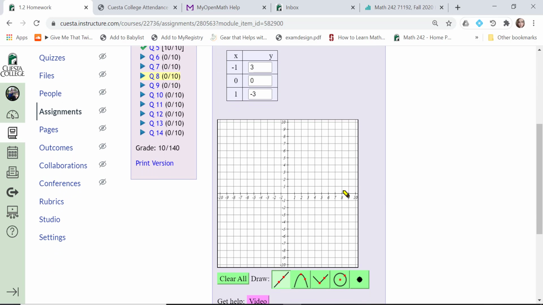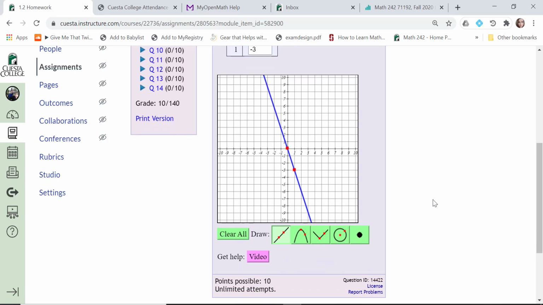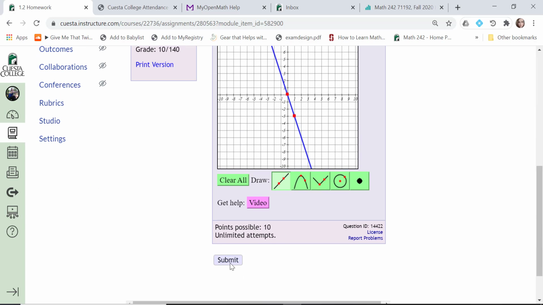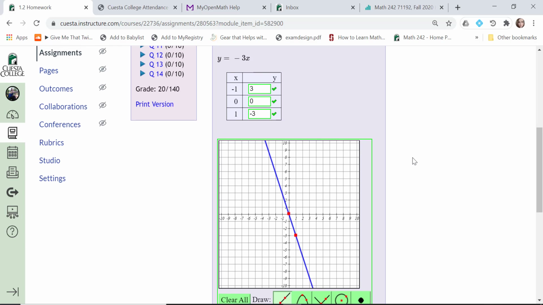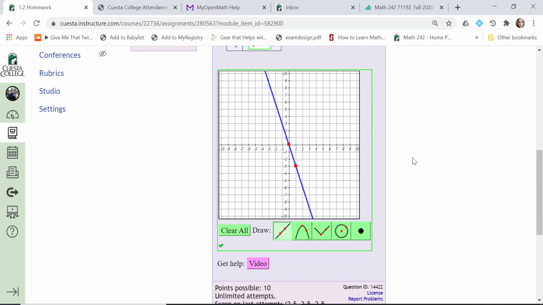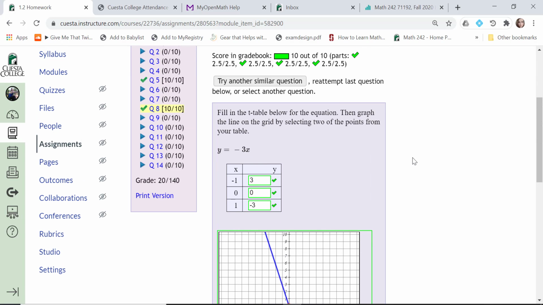Okay, so the easiest points for me to plot, I'm going to make sure I have my line tool selected, and I'm going to plot the origin, 0, 0, and then 1, negative 3. Okay. And hopefully that is close enough. With this line tool, for some of them it helps you position it, and for others it doesn't. Looks like that was close enough and looks good.